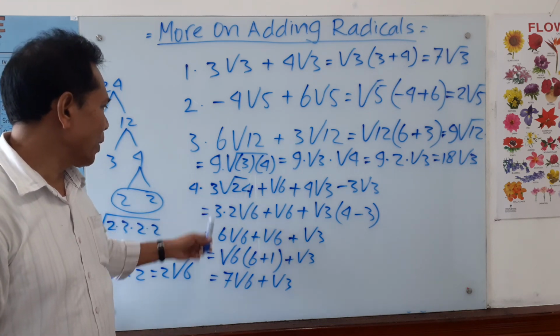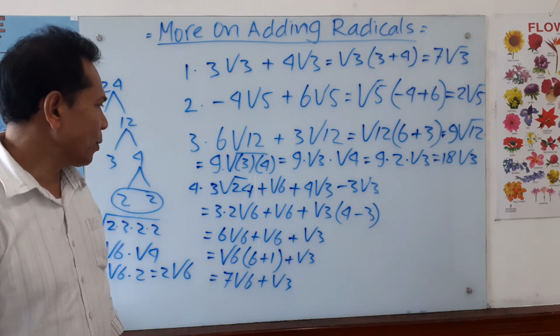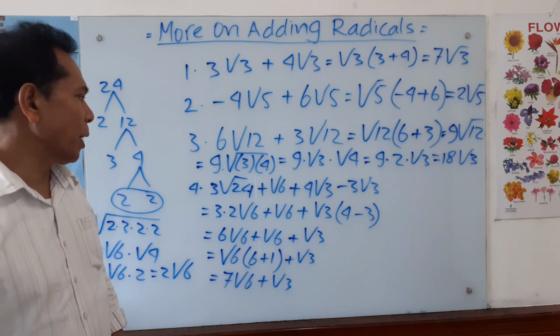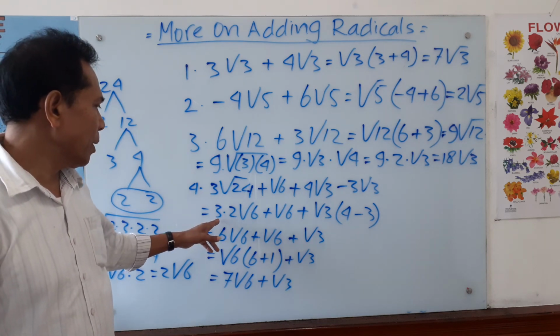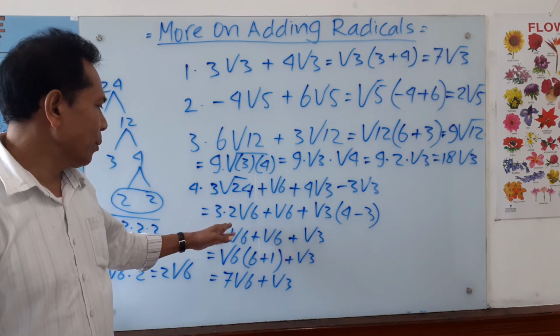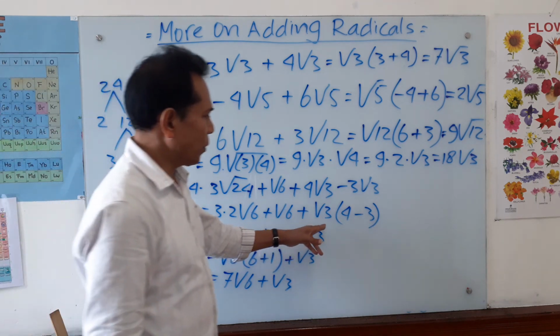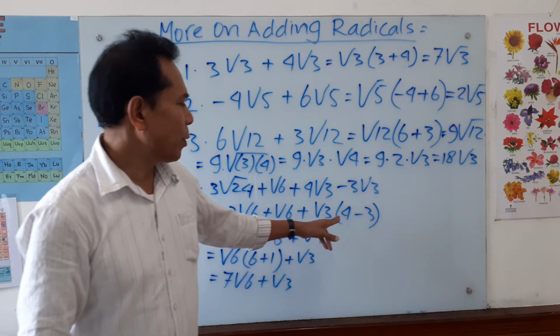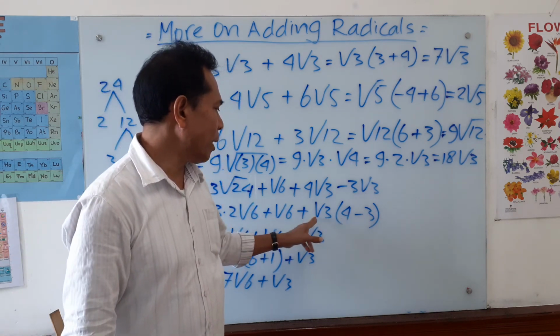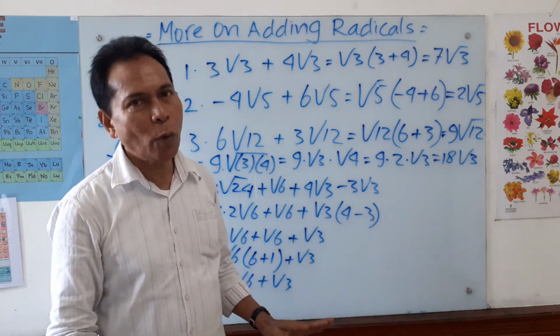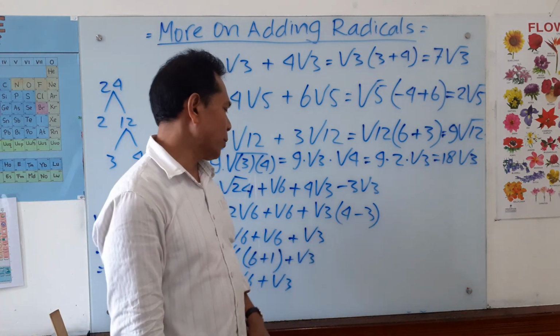Okay, so we have 3 square root 24 plus square root 6 plus 4 square root 3 minus 3 square root 3. Okay, and we have 3 times 2, we have 6 square root 6 plus square root 6 plus square root 3. Now this square root 3, because this 4 minus 1 is 1. 1 times 1 is 1. 1 square root 3. We don't write 1 square root 3. So we just put square root 3 there.